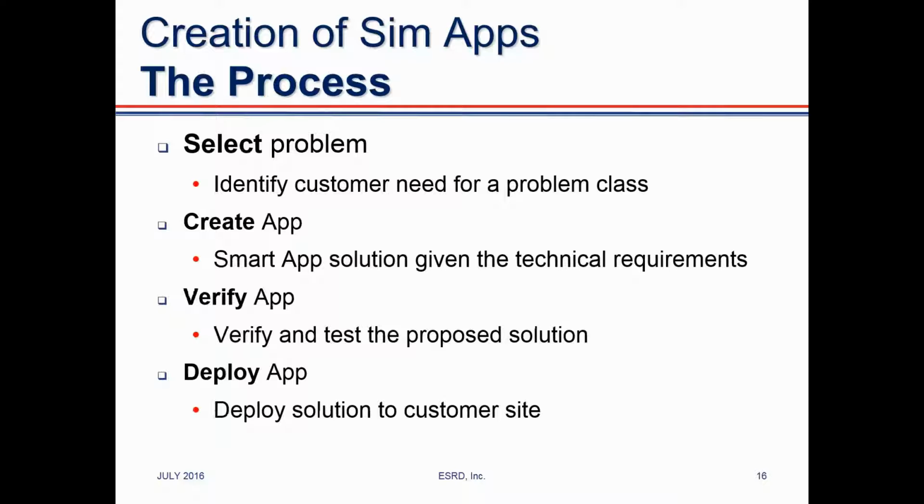So the process simply consists of these 4 steps. Select the problem. That means identify clearly the customer need for a problem class, and then proceed to the creation of the app by first working on the technical requirements and deciding which solution will provide the implementation for those technical requirements. Once the app has been created, there is a verification step where the proposed solution is tested and verified. And finally, the deployment mechanism is introduced in order to make it available to the customer side.